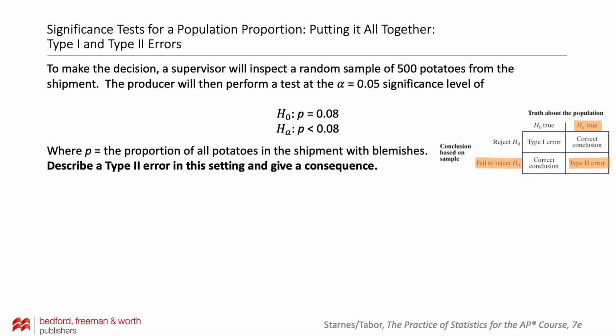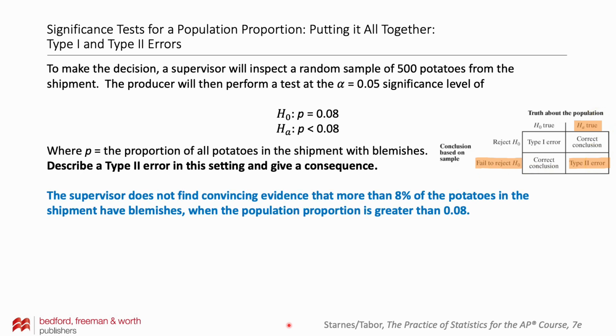So now here they want us to determine a type 2 error in this setting. So if you remember, a type 2 error is when we fail to reject the null when the alternative was true. Okay, so we failed to reject the null when the alternative was true. That's a type 2 error.